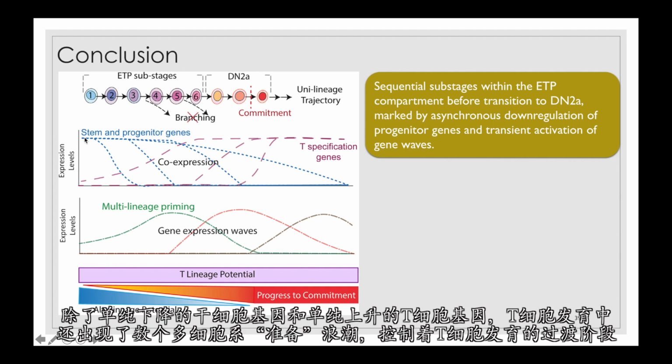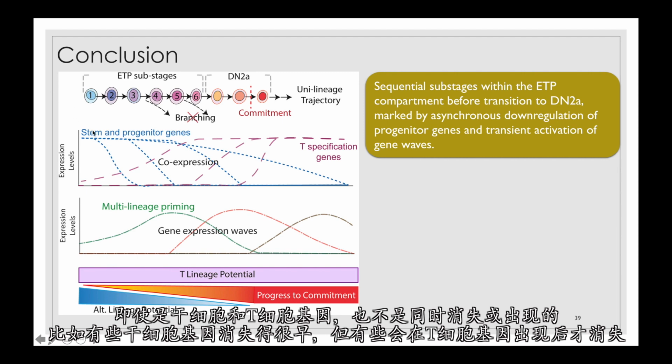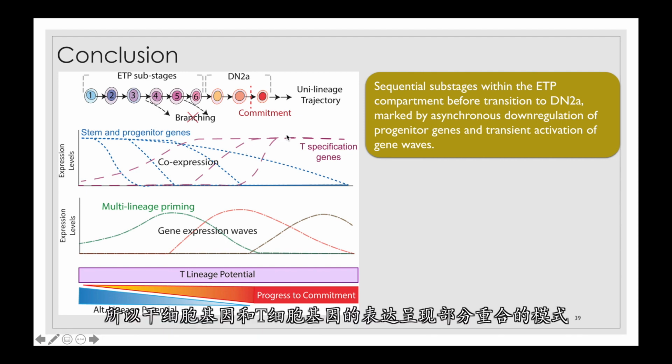Except for the monotonic increase and decrease of the stem cell and the T-specific genes, there are several multi-lineage priming and gene expression waves that control the intermediate stage of the T cell transition. And even for the stem cell and the T-specific genes, they do not appear or disappear at the same time. Instead, they disappear at different times. Some are revoked very early and some disappear after T-specific lineage genes appear. So it's like a partially overlapping pattern of the stem cell and the T-specific lineage genes.